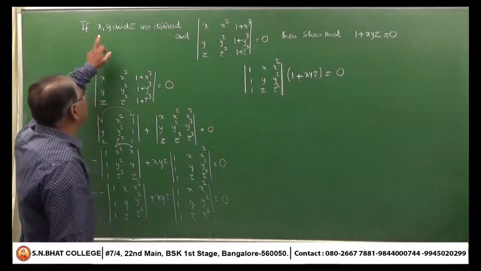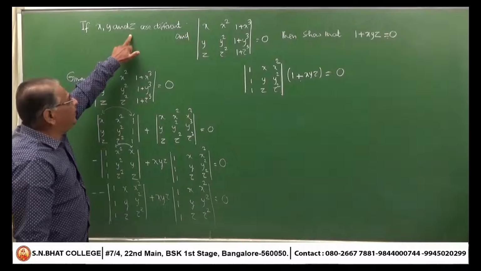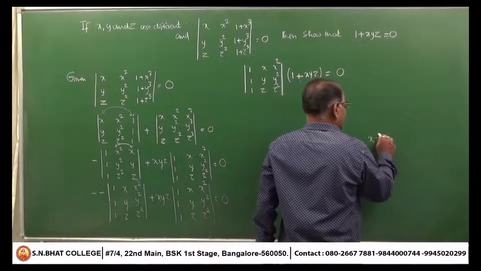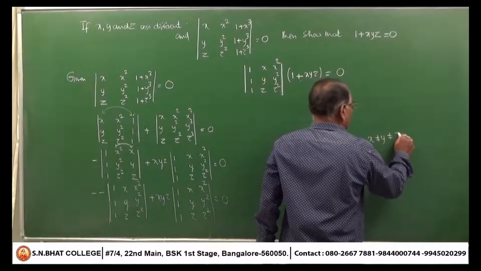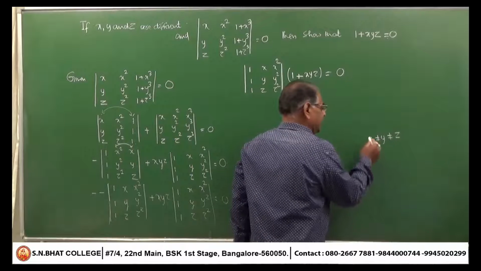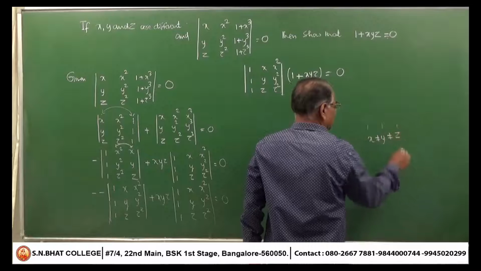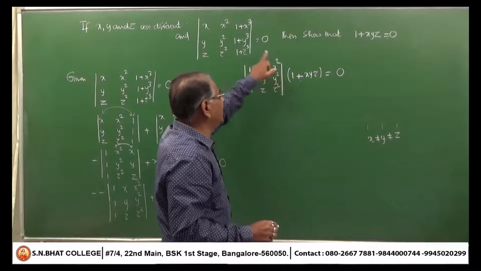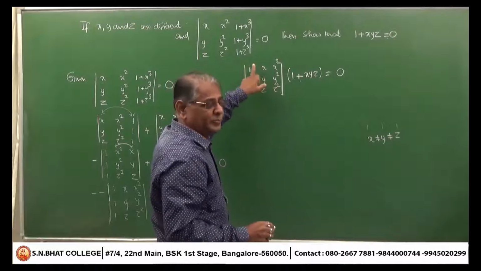In the question, given x, y and z are different, means x is not equal to y, y is not equal to z. Suppose they were equal, say x is 1, y is 1, z is 1, then this determinant becomes 0.